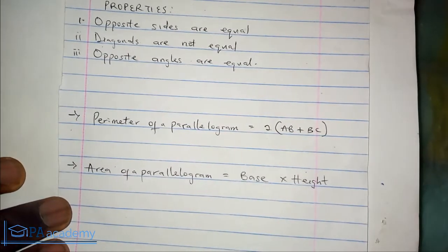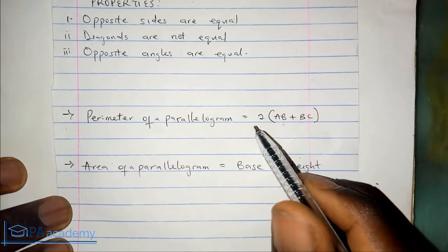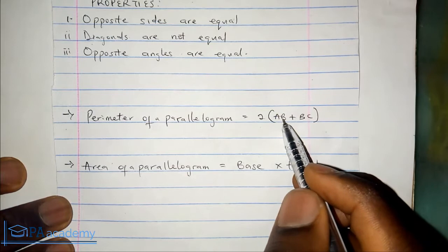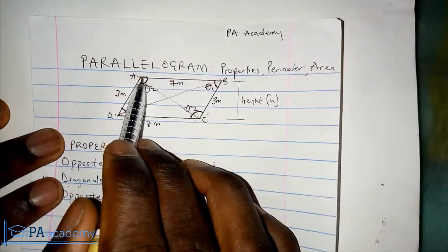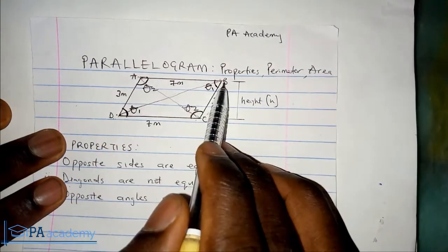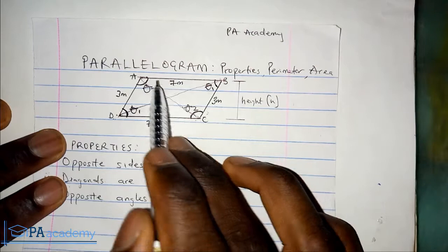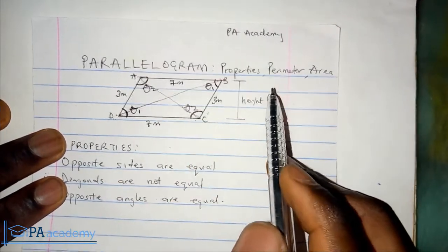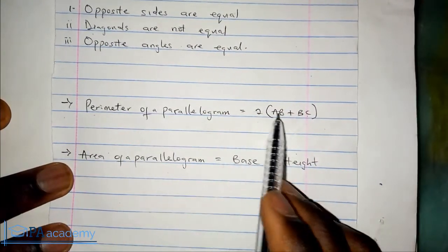One thing important to note is that you don't need to just memorize this formula, that the formula for perimeter of a parallelogram is 2 into brackets AB plus BC. Just understand the concept: pick one side, and then the other side, not the opposite side. One side and then the other side, addition of it multiplied by 2. That will give us the perimeter of a parallelogram.